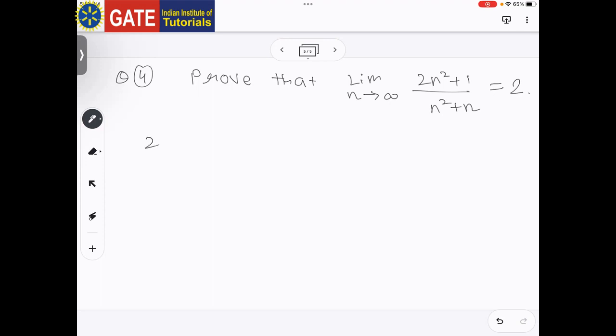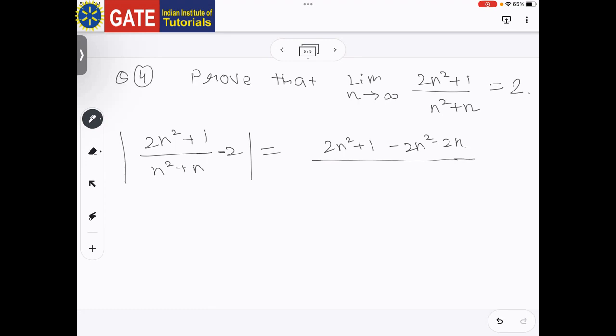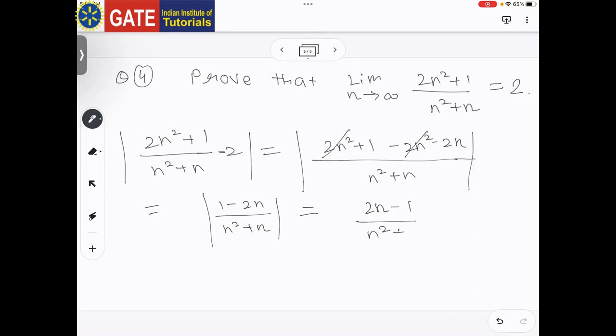So |(2n² + 1)/(n² + n) − 2|. Then this is |(2n² + 1 − 2n² − 2n)/(n² + n)|, and the 2n² cancels. We get |(1 − 2n)/(n² + n)|. Write this as (2n − 1)/(n² + n). This will be positive because n is greater than 1. So this is lesser than epsilon.